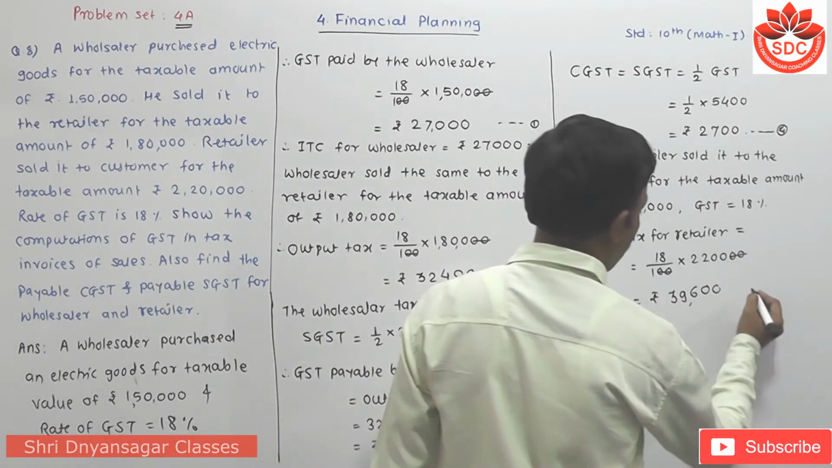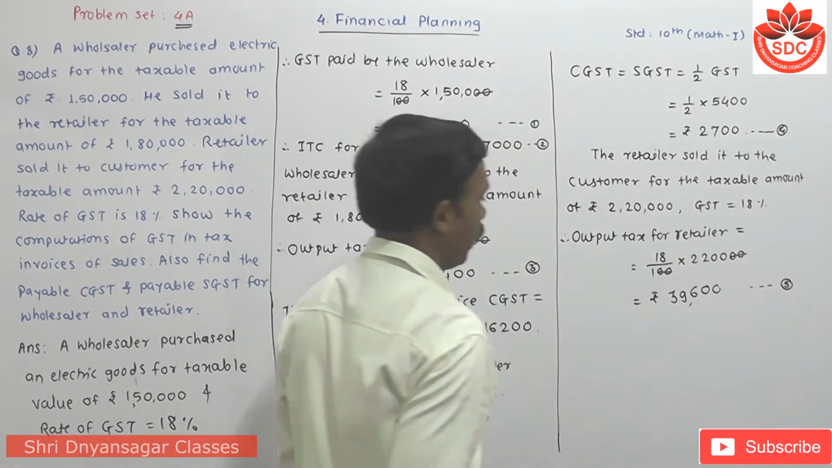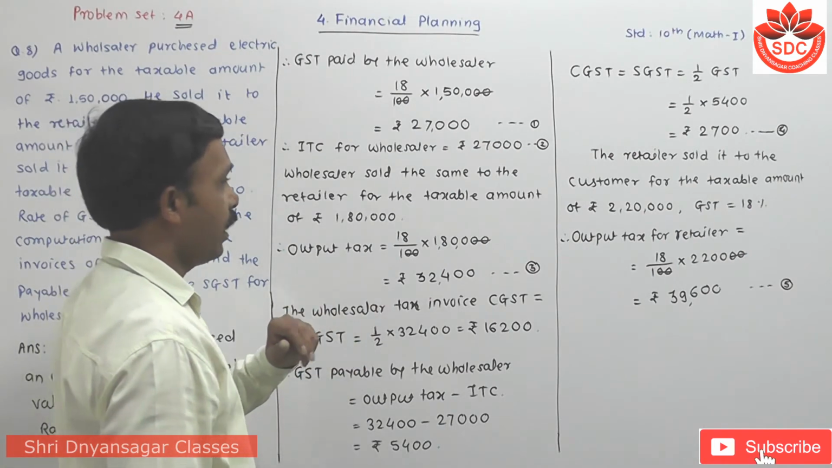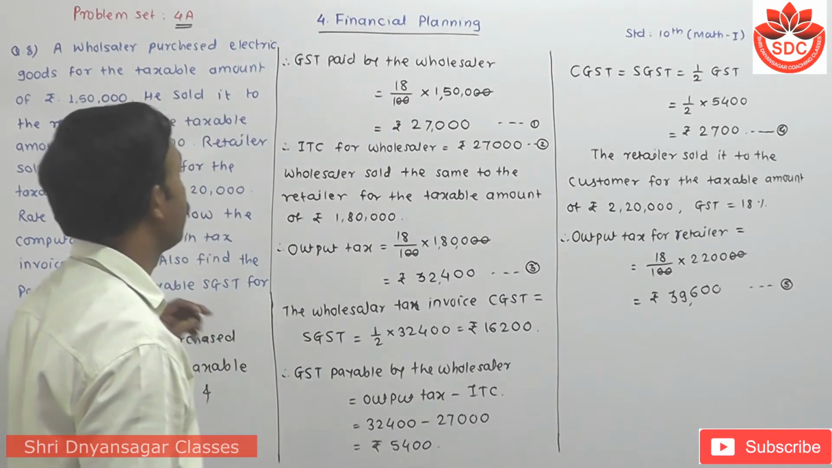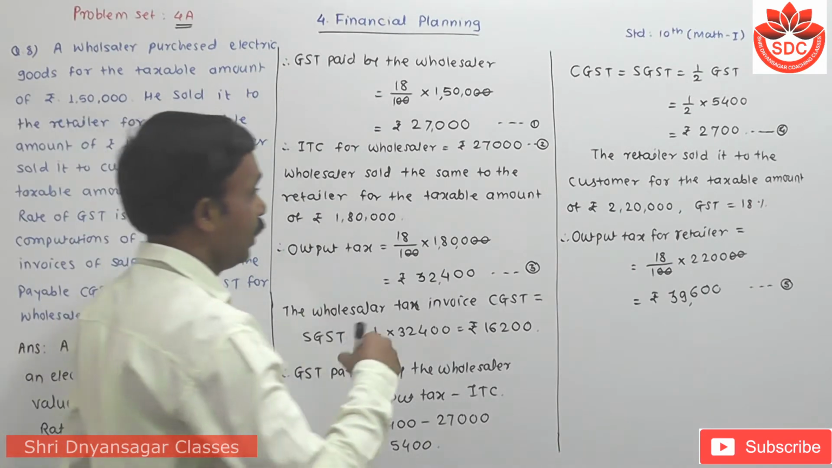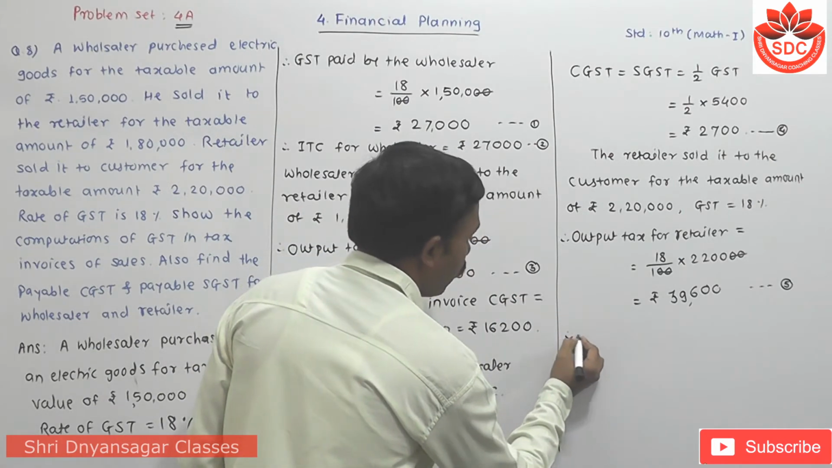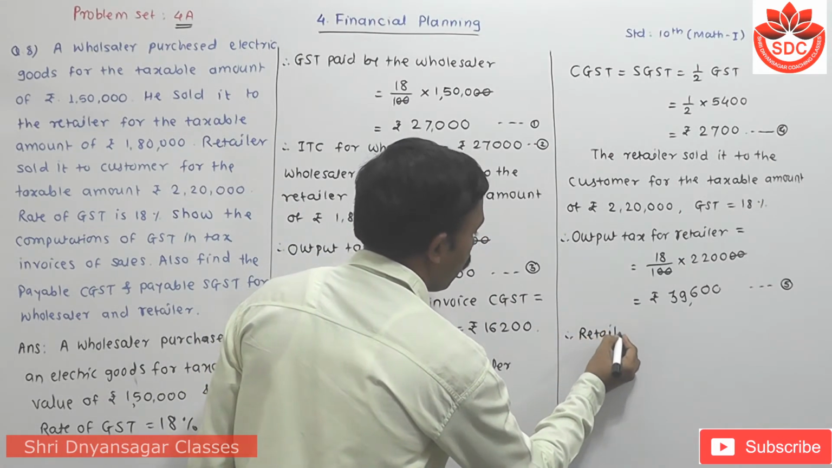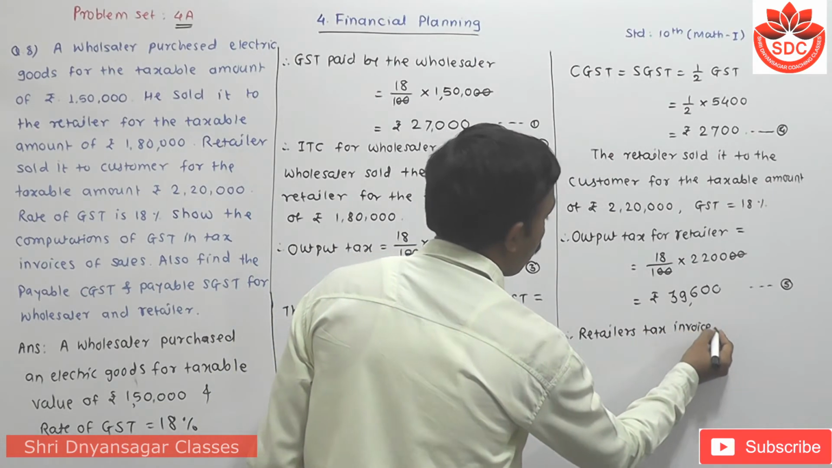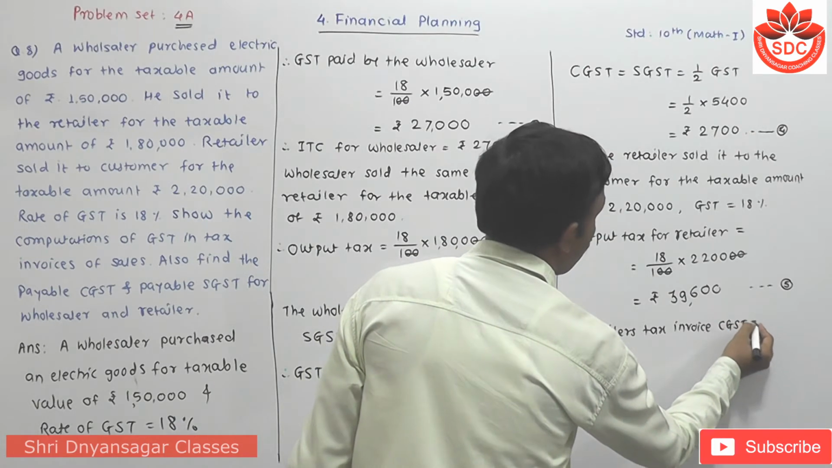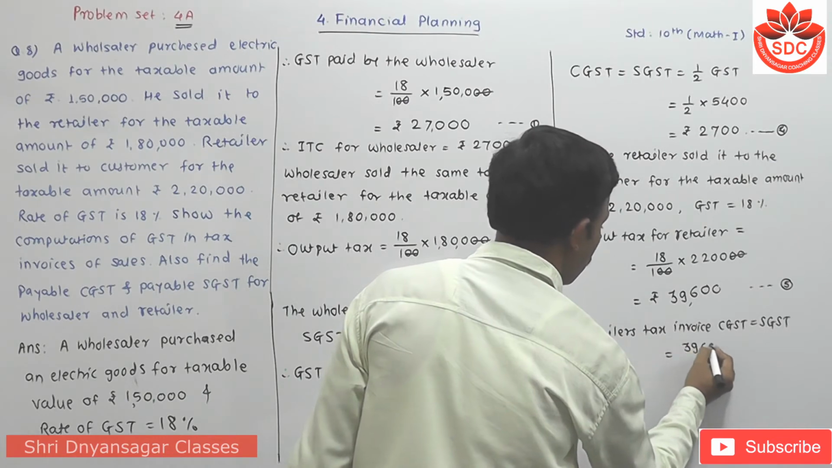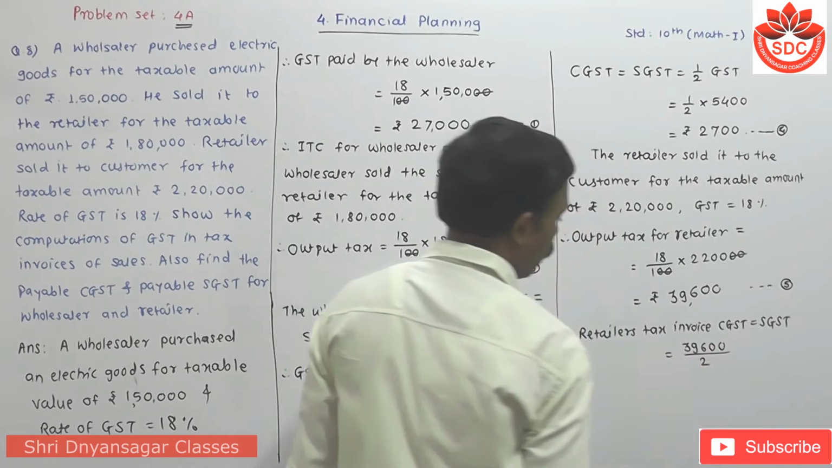Suppose that this is the next point, equation number 5. Then student, this is the output tax. So the retailer's tax invoice has CGST and SGST. This is the retailer's tax. Therefore, in the retailer invoice, CGST is equal to SGST is equal to 39,600 upon how much? 2.